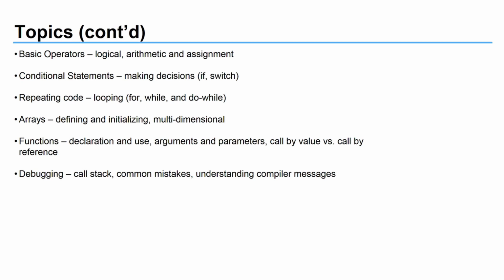And then the compiler. The compiler will check your code to make sure it's syntactically correct. And if it's not, it will give you error messages or warnings. You need to understand what the compiler is telling you. So we'll talk about the compiler messages and how to understand them.